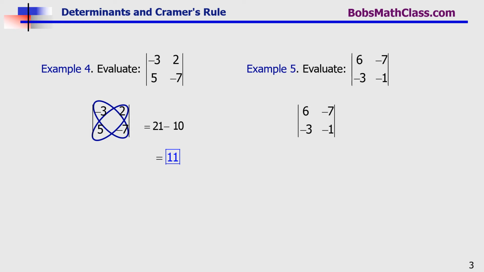All right, multiply the first diagonal. That gives us negative 6. Multiply the diagonal going backwards. That's a positive 21. Negative 7 times negative 3 is positive 21, but we're going to put minus 21. So that gives us negative 27. Cool? Okay.